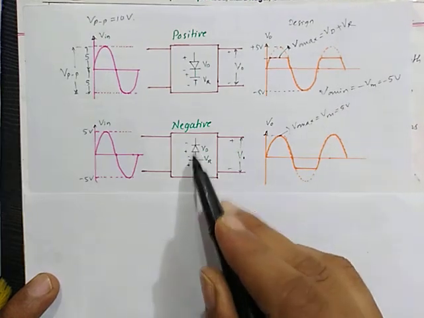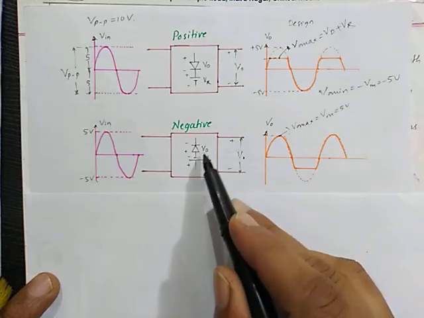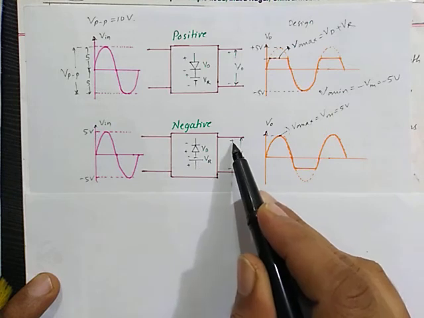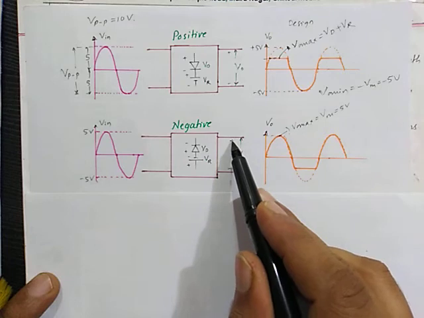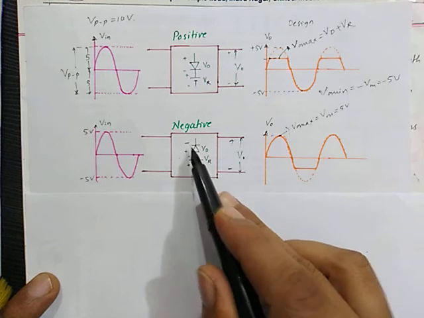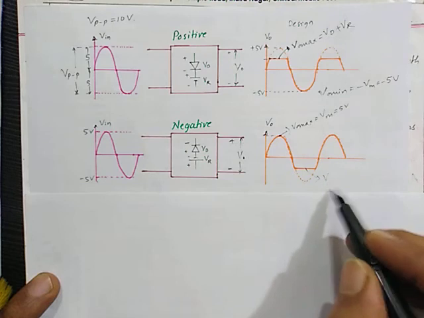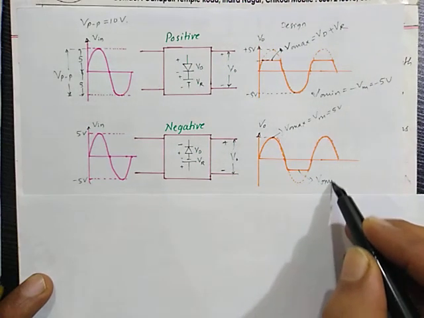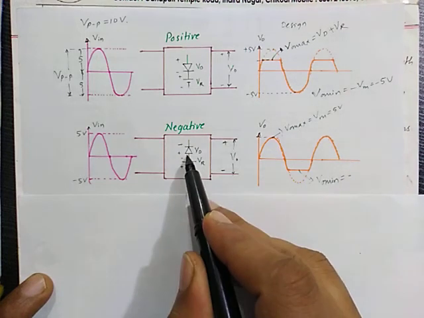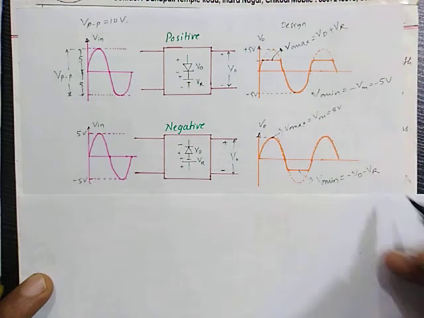During negative half cycle the diode is conducting, therefore the voltage available will be equal to the diode drop and the value of VR. Since the sign convention is opposite, output terminal is positive here and negative here, but inside the circuit total negative is this side and positive is this side. Therefore for the negative cycle, if I write the expression, V0 minimum will be equal to minus Vd minus VR.